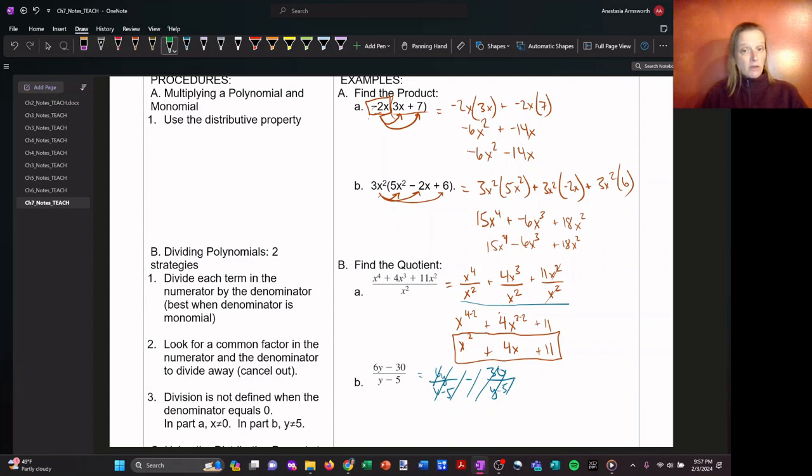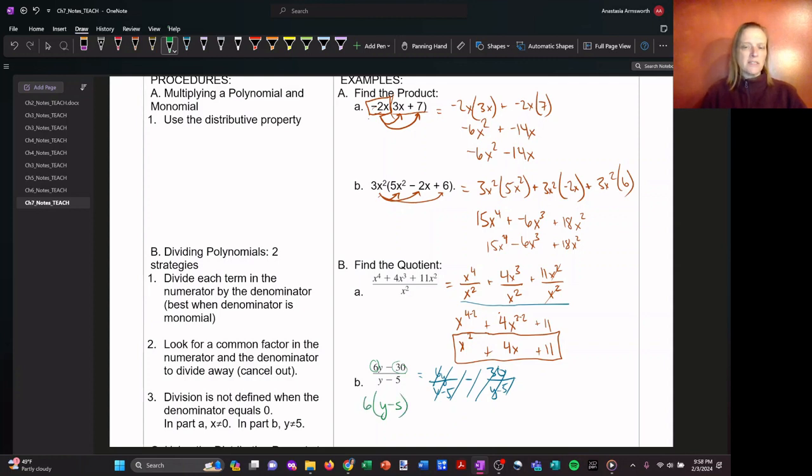When you have a polynomial in the denominator, usually the best strategy to simplify the fraction is to find a common factor in the numerator and the denominator. So y minus 5 is in the denominator. Can I find y minus 5 in the numerator? And the answer is yes, I can, because 6 and negative 30 have a greatest common factor of 6.